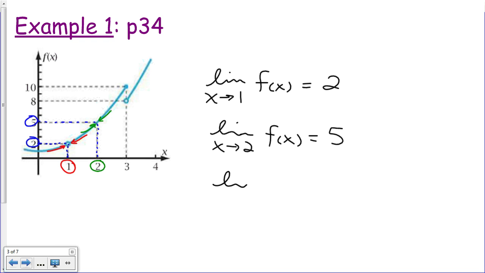And finally, they asked us what's happening as we approach 3. So the limit as x approaches 3 of f of x. Again, do the same thing. From the left side, as I approach 3, it looks like I'm approaching a value of 10. On the right-hand side, my function is approaching what looks like 8. Because I'm approaching one value from one side and a different value from the other side, the limit does not exist. We can use DNE to represent does not exist. So there's a graphical representation of a function and how we can find the limit of that function at different points using just the graph.